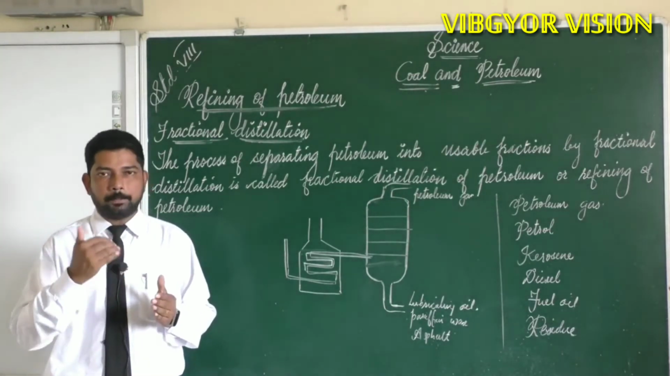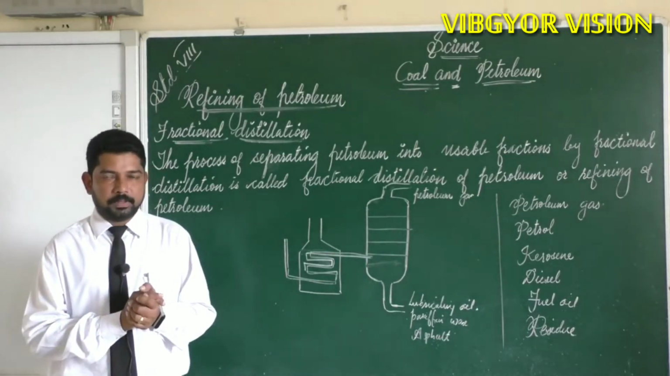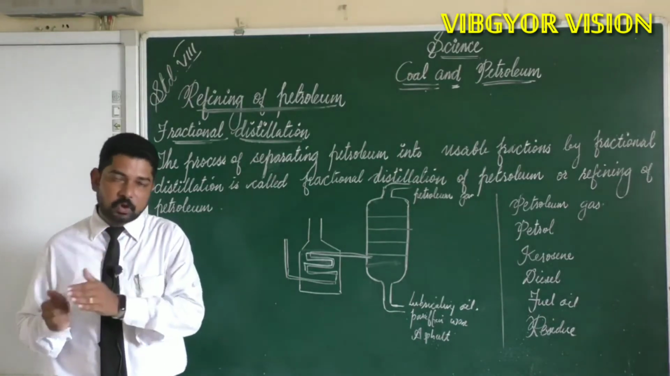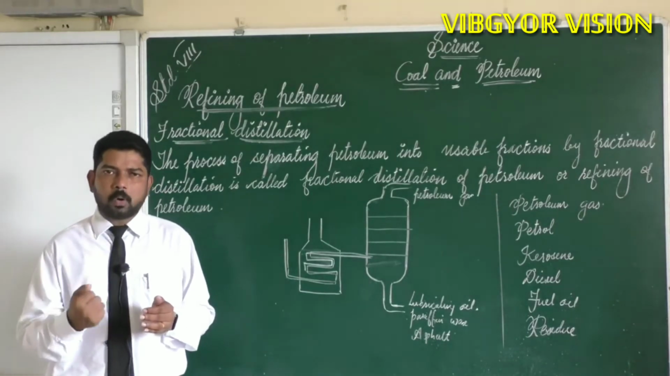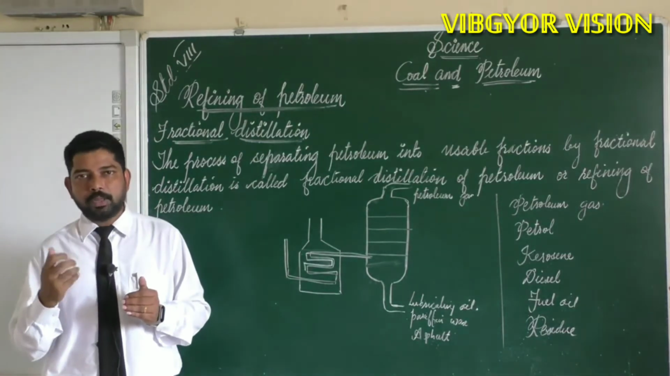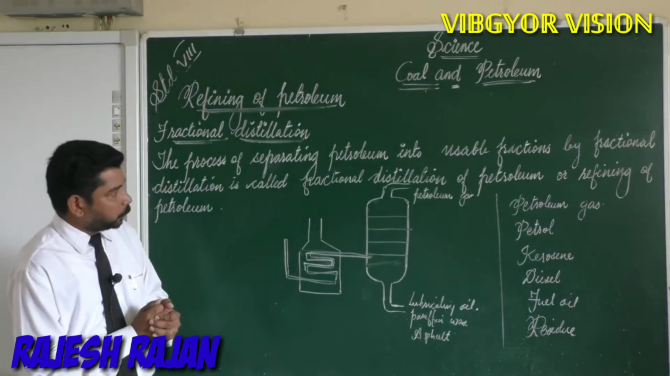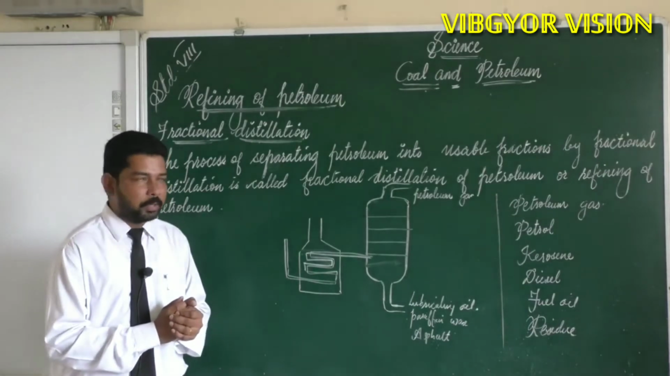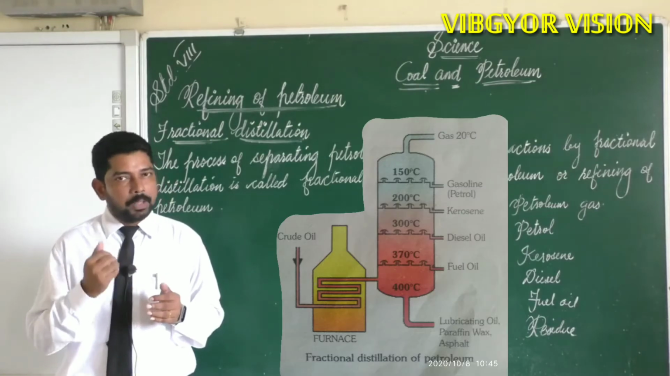To get the useful components, we have to do the fractional distillation of this petroleum. By doing the fractional distillation, we can separate the useful components or useful fractions of petroleum. That process is known as fractional distillation of petroleum, or it is also known as refining of petroleum. Refining of petroleum is carried out in a petroleum refinery. Hope it is clear. So the process of separating petroleum into usable fractions by fractional distillation is called fractional distillation of petroleum or refining of petroleum, and I said that it is carried out in a petroleum refinery.